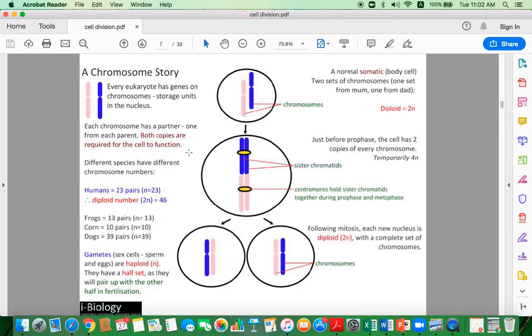In mitosis, we have one cell, the pre-existing cell, and as a product we're going to have two cells with the same genetic information.